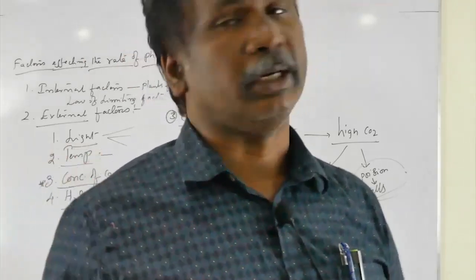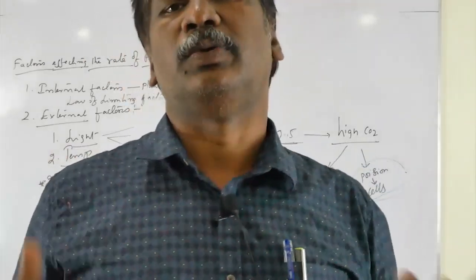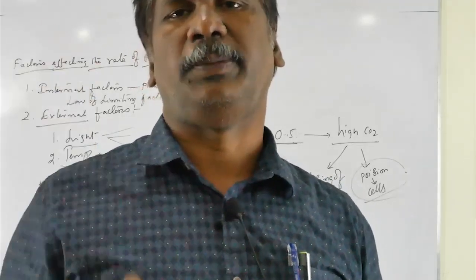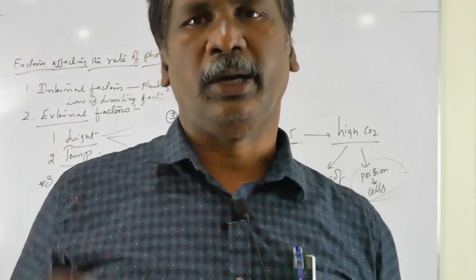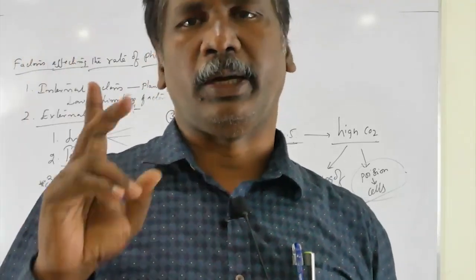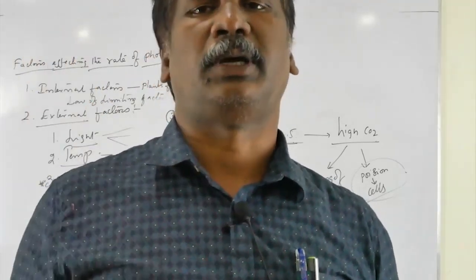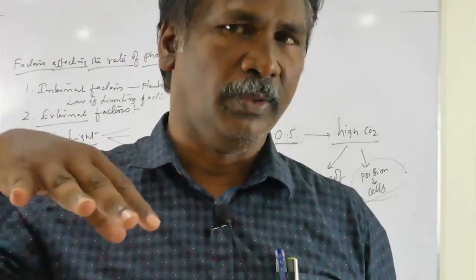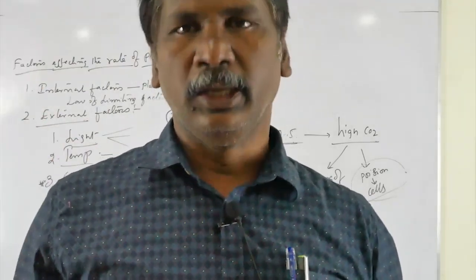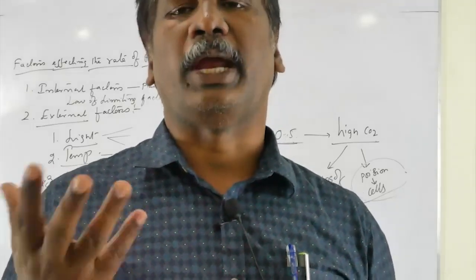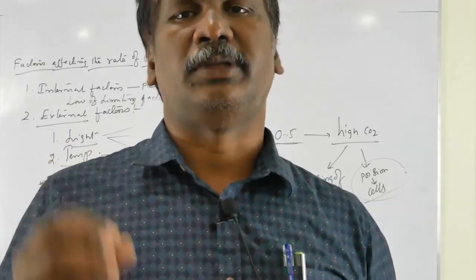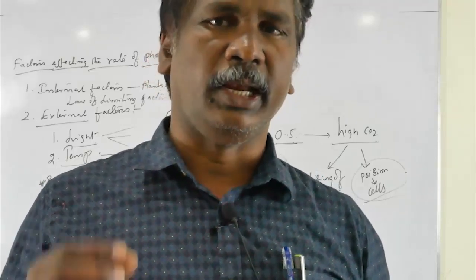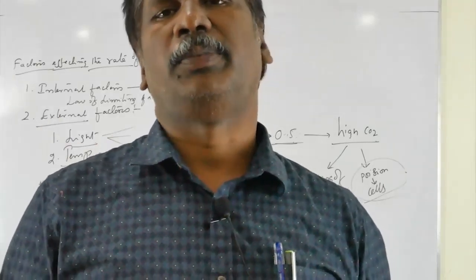So C3 plants are more active in high CO2 concentration; they need a higher CO2 level to be active. That's why C3 plants like bell pepper and tomato are greenhouse crops, and they can be grown in areas containing high CO2 for proper activation of photosynthesis, because the CO2 compensation point is very high in C3 plants.